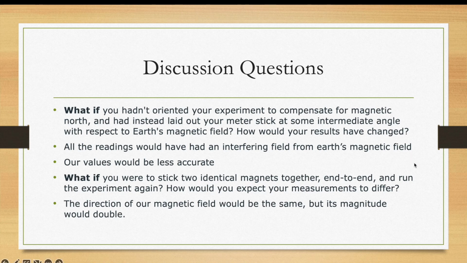And then, what if you were to stick two identical magnets together end to end? We know that the length of the magnet we can take as not very considerable. So our magnetic field direction will be exactly the same, but its magnitude would double, because we have one of the extreme cases where the length of the magnetic dipole is much less than the distance to the observation point.